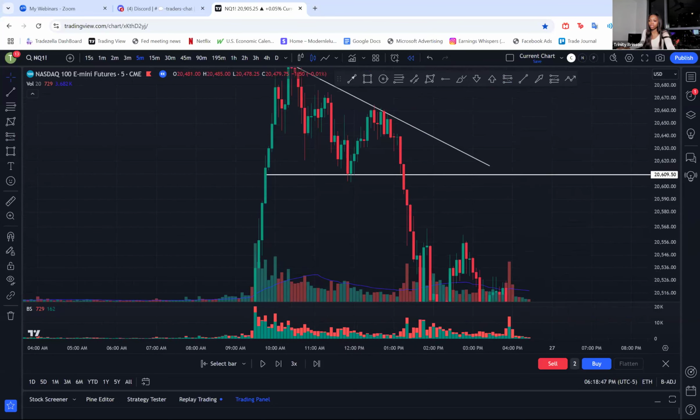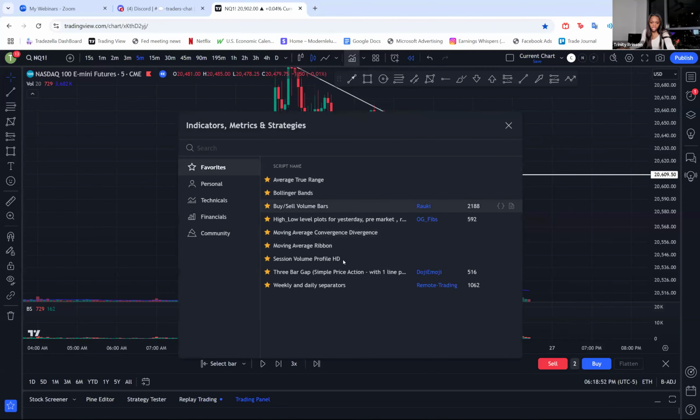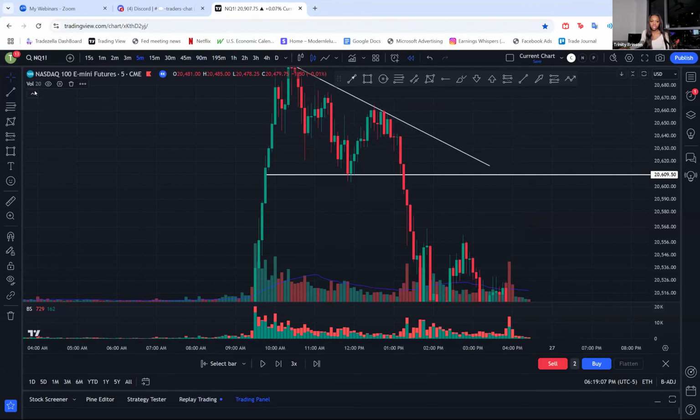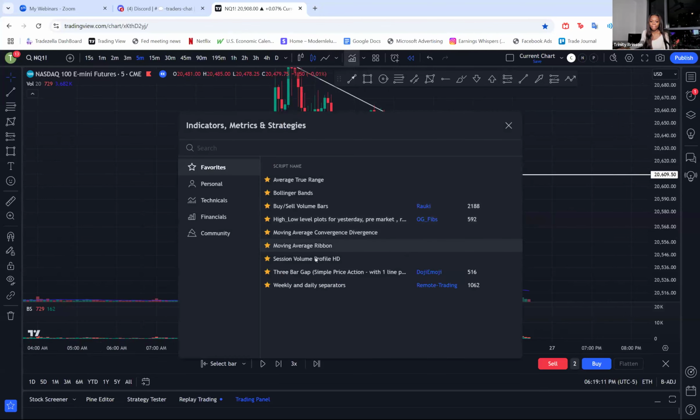Who was the author of the volume profile? For those wondering about the session volume profile, it's no author. It says it's just session volume profile HD. Because I know some people are probably going to ask that. Session volume profile HD. Okay. And the settings, I think I deleted it.